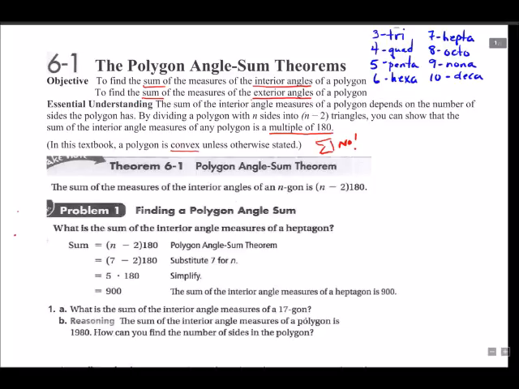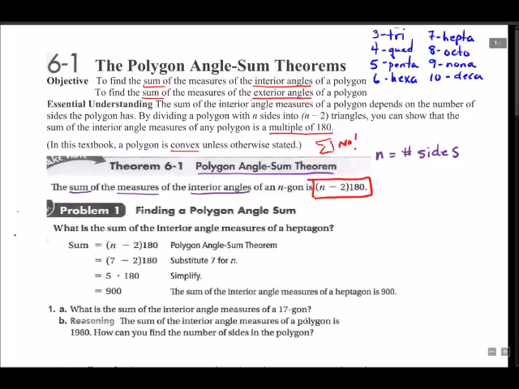Let's take a look at our first theorem here. The first theorem is the polygon angle sum theorem. It's not quite as fun as our triangle angle sum theorem, but it's a good one. It says the sum of the measures of the interior angles of an n-gon, and n is just the number of sides. So we can have a 20-gon or a 1,000-gon or a 469,287-gon. The sum of the measures of the interior angles of an n-gon is the number of sides minus 2, that quantity, times 180. So we are going to box this. That is our formula that we are going to use.